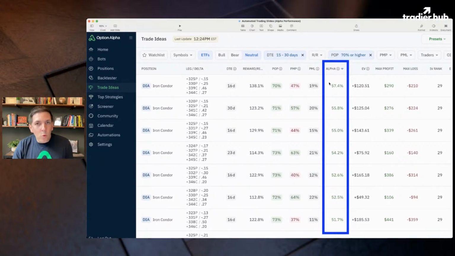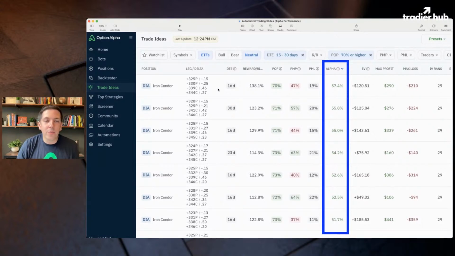And what's so cool about this is that you can say, I want to trade ETFs that are neutral, 15 to 30 days, with a high probability of success, rank them by alpha, and go down the list and pick out the best possible combinations. We'll do all the math and calculations and number crunching, because that's what we do best.